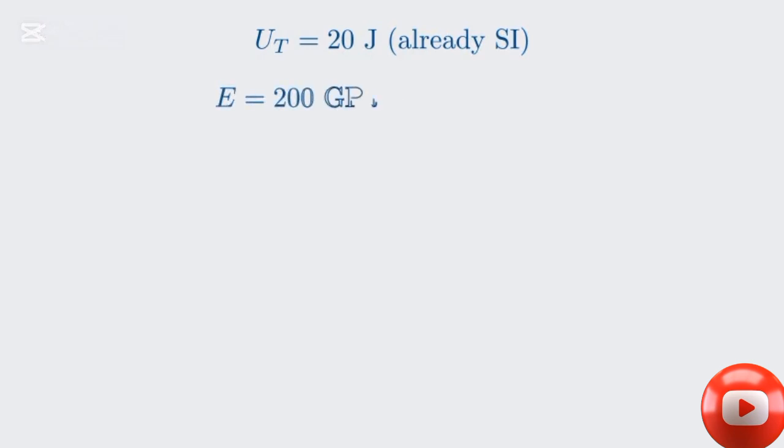Before we can substitute our numerical values, we need to convert all the units to be consistent. Let's use the International System of Units, or SI units, which means meters for length, newtons for force, and pascals for pressure. First, the total strain energy, UT, is given as 20 joules. This is already in our desired units. Next, the Young's modulus E is 200 gigapascals. Giga means 10 to the 9th power, so E equals 200 times 10 to the 9th pascals.